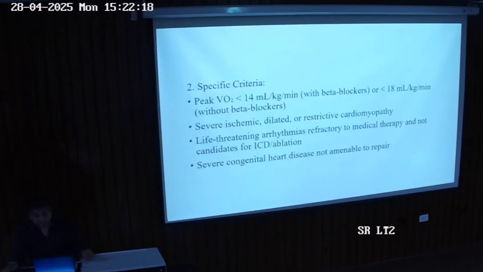Some specific criteria: peak oxygen consumption less than 14 ml per kilogram per minute along with beta blockers, or less than 18 ml per kilogram per minute without beta blockers. Severe ischemia, dilated or restrictive cardiomyopathies, life-threatening arrhythmias refractory to medical therapy, or patients who are not candidates for ICD or ablation therapy. Severe congenital heart disease that is not feasible to repair. All these patients may be planned for cardiac transplantation.